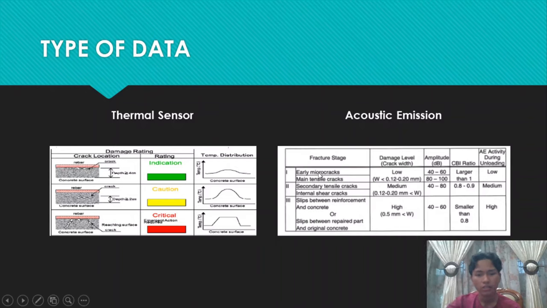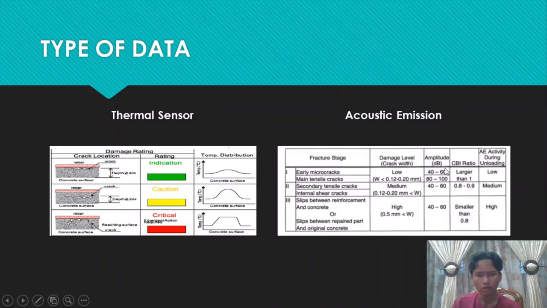Okay, next is acoustic emission. In this table, this is an example table of data from acoustic emission. Typical acoustic emission sources in concrete may include cracking, plastic deformation, friction due to aggregate interlock, and debonding of aggregate and mortar. One of the first successful attempts to quantify acoustic emission for RC beams was carried out. They introduced the concrete beam integrity, CBI ratio, that was the result of experiments carried out on several kinds of RC beams and frame specimens subject to cyclic loading.